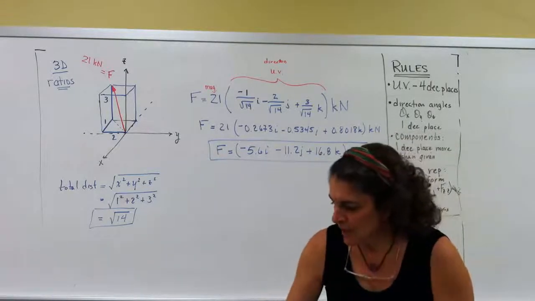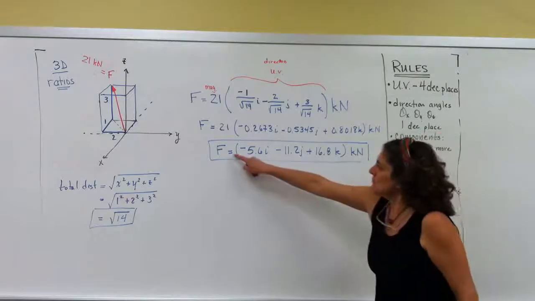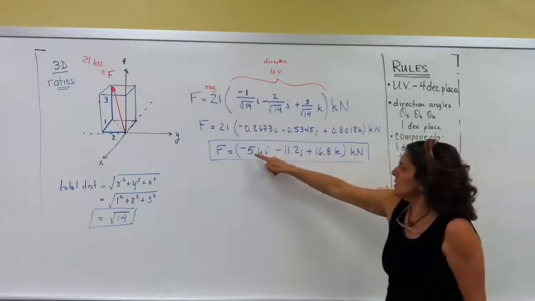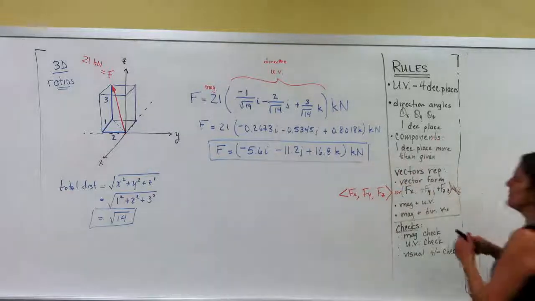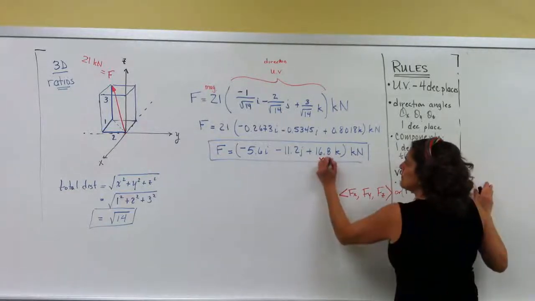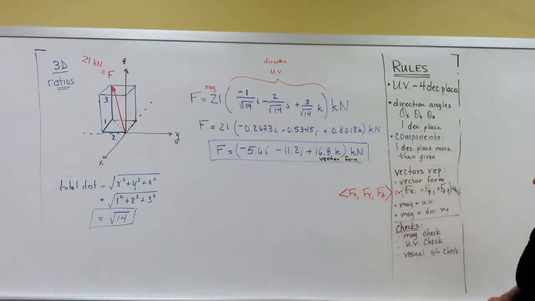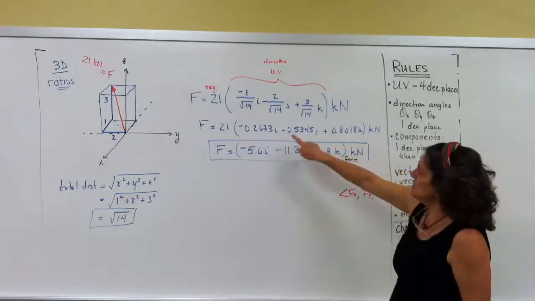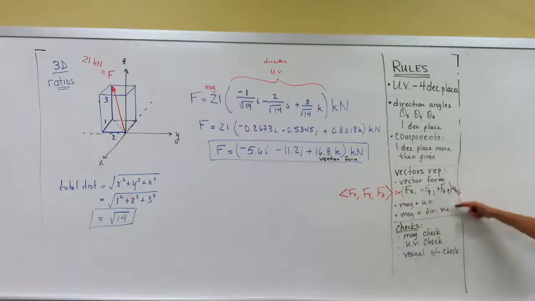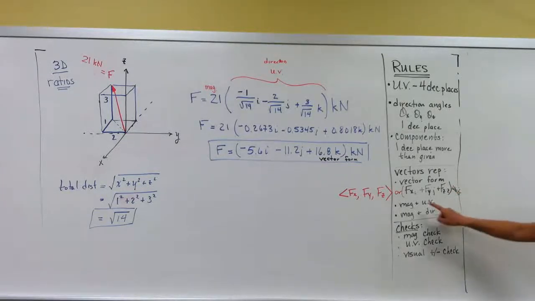So let's look at a few things. One, how did I represent this? This is represented in vector form. So here I represented the force in vector form. This we said is our unit vector. So we have 3 ways that we can represent our forces: vector form, magnitude and unit vector, and magnitude and direction angle.